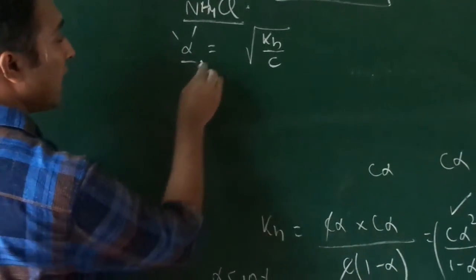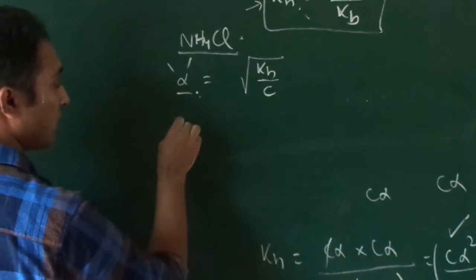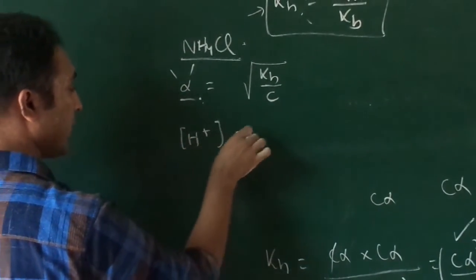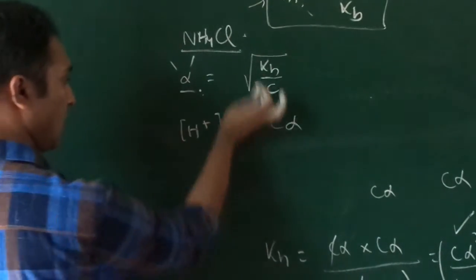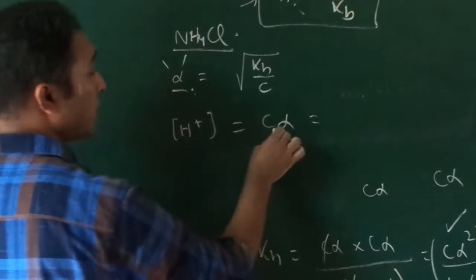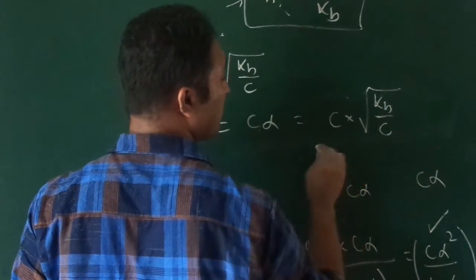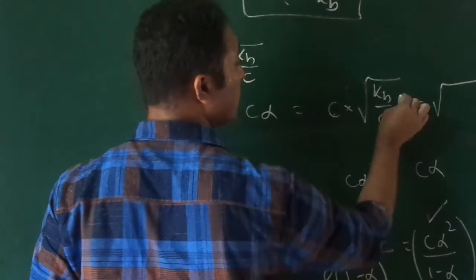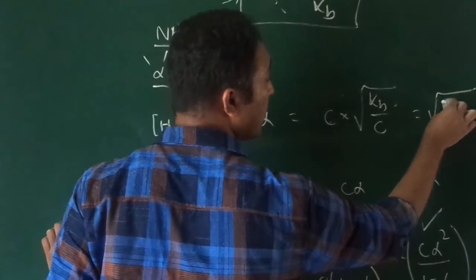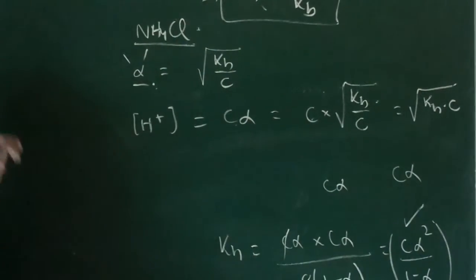I got alpha, I got Kh, right? Now, I need to find out the H plus concentration. I know from the equation H plus was C alpha. Now students, you can easily substitute the values. You get C into root over Kh by C. Now it's very easy from here. You can write root over, this C goes inside, C square, and C gets cut, and then you get Kh into C, right? This is what you get as H plus.